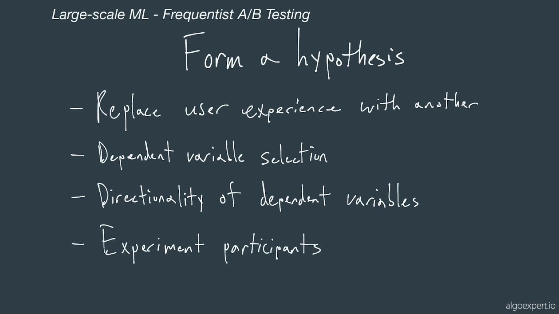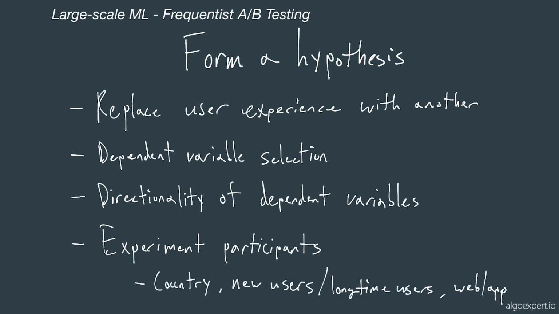Next up, we want to decide who will actually participate in the experiment. We can have users from some particular country or not particular countries participate. We can also section users out based on the time that they've been with the platform. As well, we can decide which user interfaces will be a part of the experiment. Will we allow the app or just desktop or both?